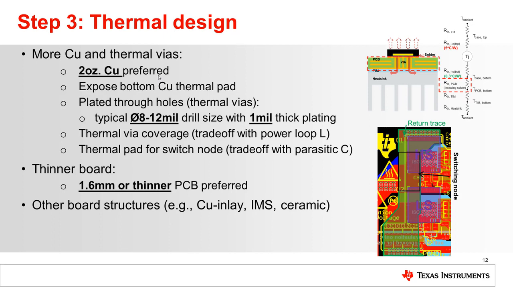For the thermal vias, it's better to have plated through-hole vias with 8 to 12 mil drill size and 1 mil thick plating. Also, we need to take the thermal via coverage and thermal pad into consideration, as those are trade-offs we mentioned in the previous slide. For board thickness, 1.6 mm or thinner PCB is preferred. Additionally, other advanced board structures could be considered, such as copper inlay, insulated metal substrate, and ceramic PCB for even lower thermal impedance.